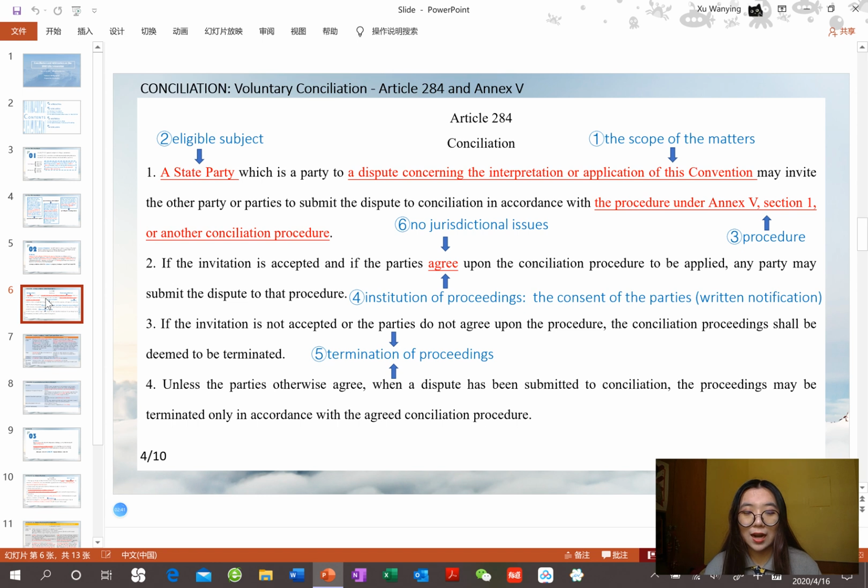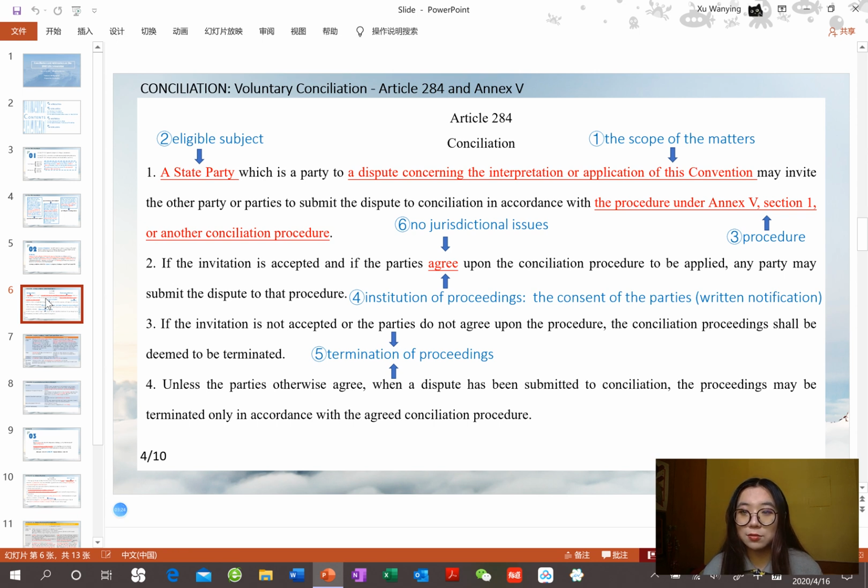Generally speaking, Article 280 should be sufficient to guide people to choose voluntary conciliation. However, the makers of the convention took further action and paid attention to voluntary conciliation, and hoped that Annex 5 would give a ready procedure to facilitate its application. Specifically, the scope of the matters of voluntary conciliation is a dispute concerning the interpretation or application of this convention, and its eligible subject is any state party to the convention.